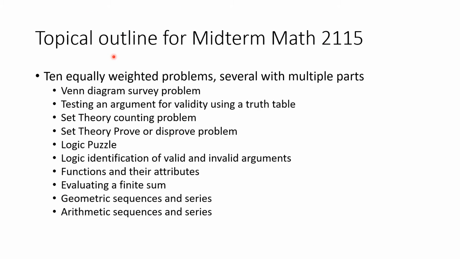Okay, now this is the topical outline for the midterm for Math 2-115. There will be 10 equally weighted problems, several with multiple parts. And the topics are: Venn diagram survey problem, testing an argument for validity using a truth table and explaining your answer, set theory counting problem, set theory prove or disprove problem. This is about proofs. There will be a logic puzzle. There will be some logic identification of valid and invalid arguments.